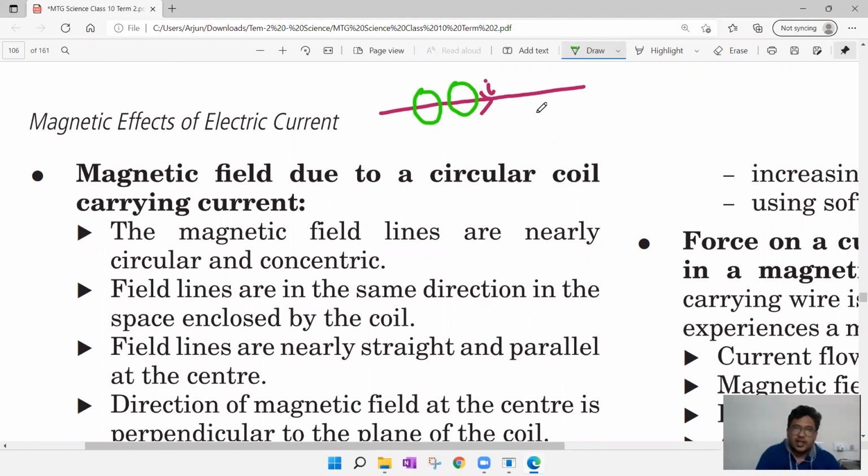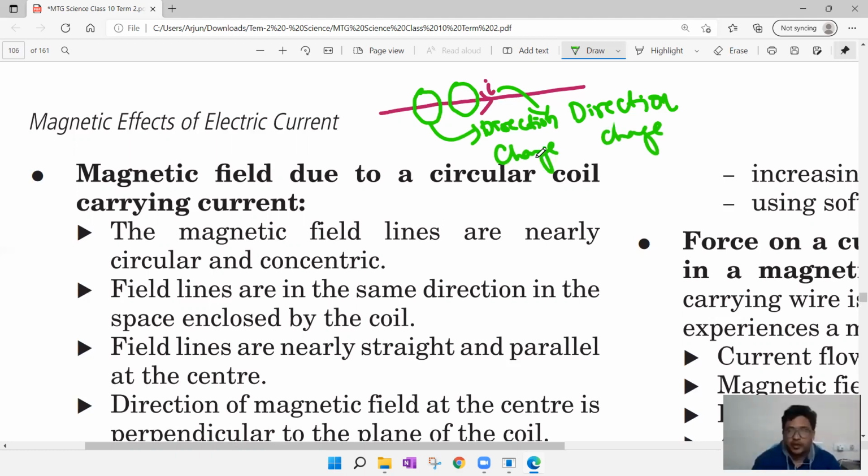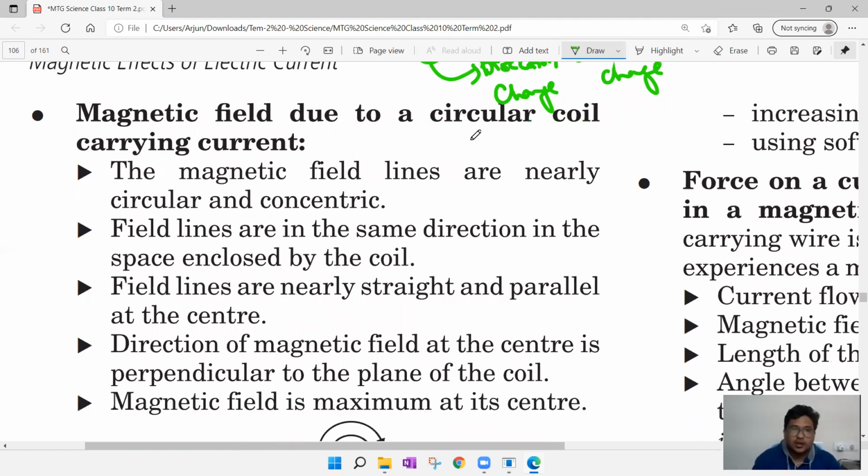And this current has direction. This magnetic field also has direction. If you change direction of current, there will be change in direction of magnetic field. That point we have discussed. Now let us discuss magnetic field due to a circular coil.